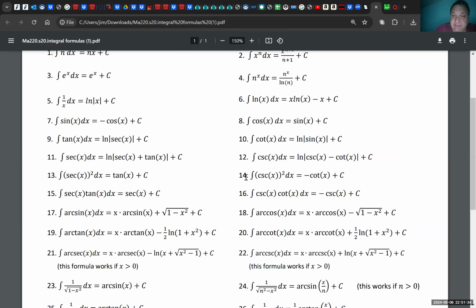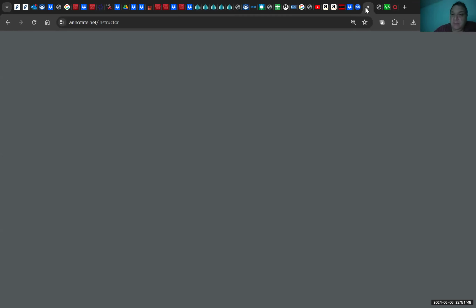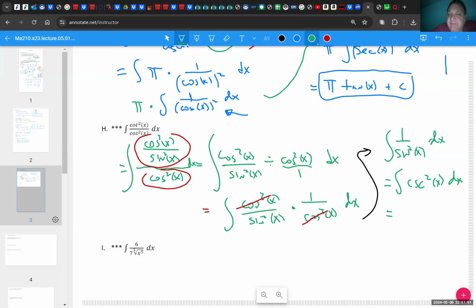It's right here, number 14. Antiderivative of cosecant squared is negative cotangent plus our integration constant, which again is basically the backwards of a derivative formula that you've used before. So this is negative cotangent of x plus c. And that is the antiderivative of this crazy fraction in letter H.